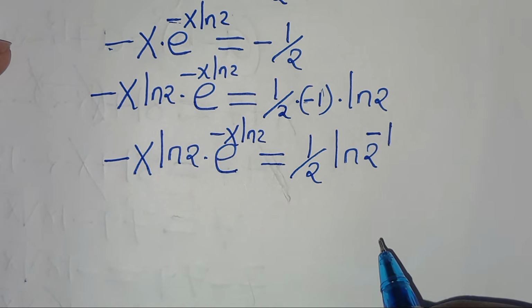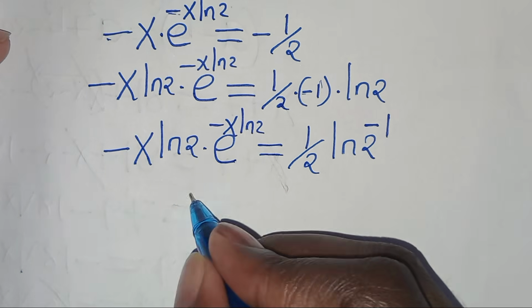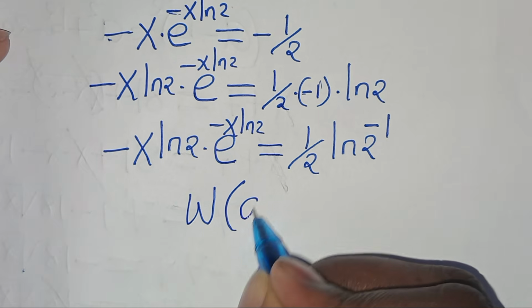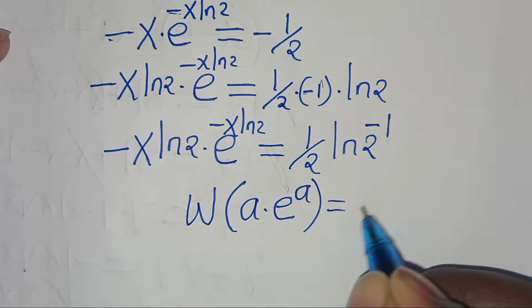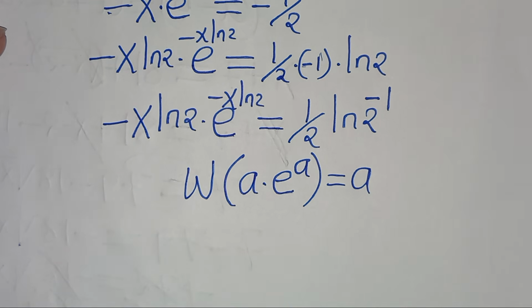Now from here, we can introduce the Lambert W function. The Lambert W function states that the W function of a multiplied by e to the power of a is the same thing as a. So let's apply this function here.